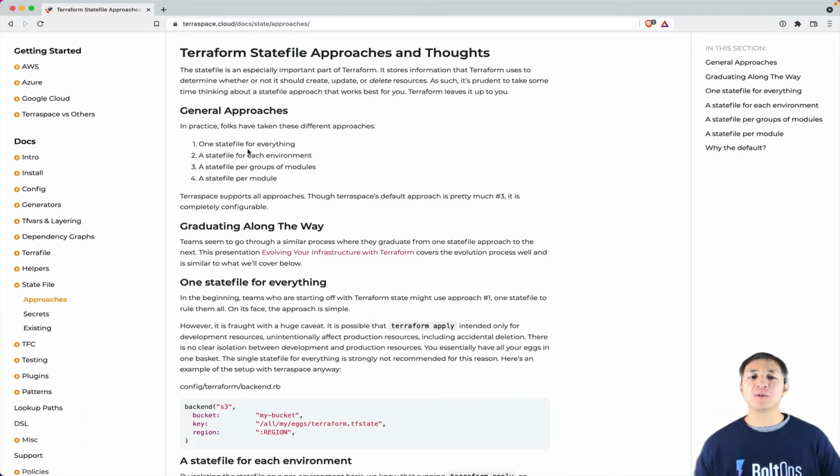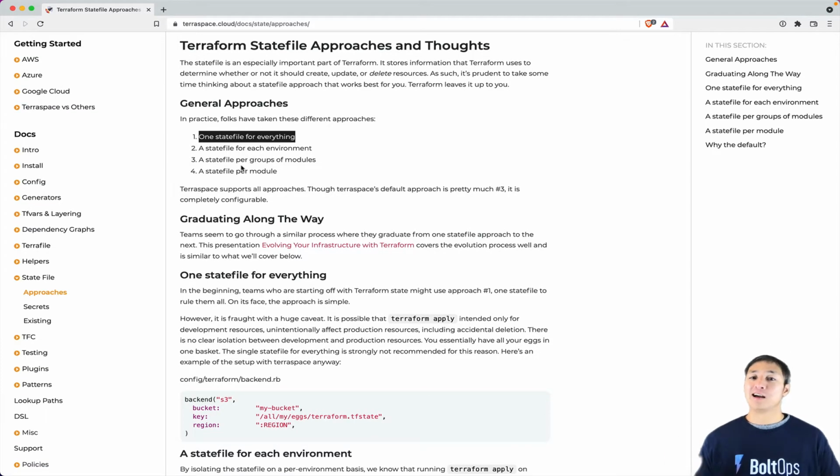Okay, so it always starts like this: one state file for everything. I did it myself when I was starting to work on Terraform. The reason people take this approach initially is because it's simple. You don't have to think about an additional thing when you're just trying to learn Terraform itself, which is already going to be some work. So people take the one state file approach for everything, and I call that the pile of mud approach, or the garbage can approach. Basically, whatever you create, you're just throwing into one big state file.